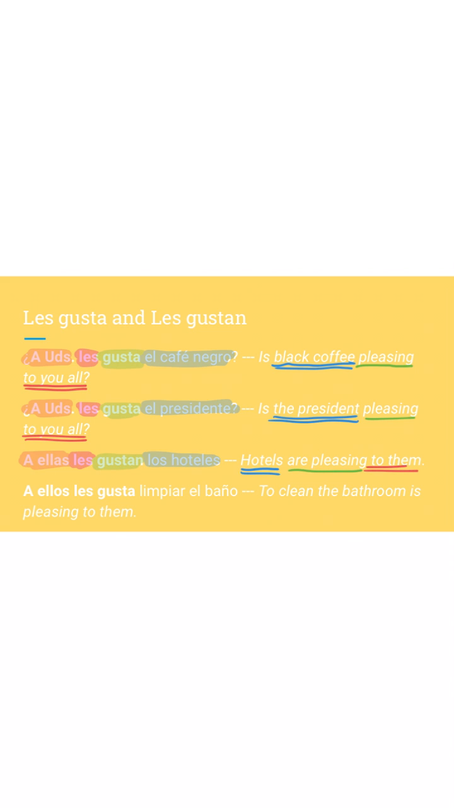Muy bien. The last example that we have down below, we see a ellos, so it's changed just slightly. Les, and we see our singular verb here, gusta, because our subject here is limpiar el baño. It is a verb, right? And that translates to clean the bathroom is pleasing. And finally, we see to them. Muy bien, amigos.